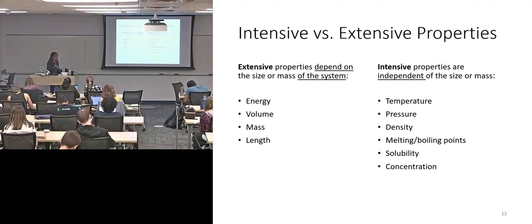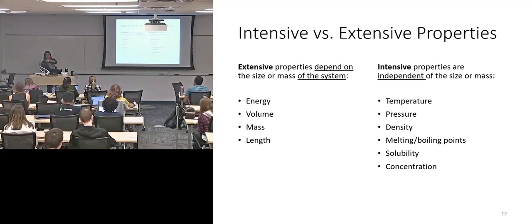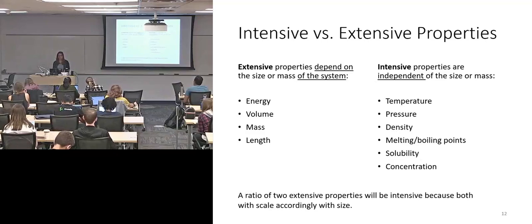Solubility and concentration are also intensive properties. And again, I have some mass of material when I want to calculate concentration, or I have some quantity of molecules going into some volume, and those will scale accordingly. The concentration won't change as I just have more of the same thing at the same concentration. So a ratio of two extensive properties will be intensive because both will scale accordingly with size.